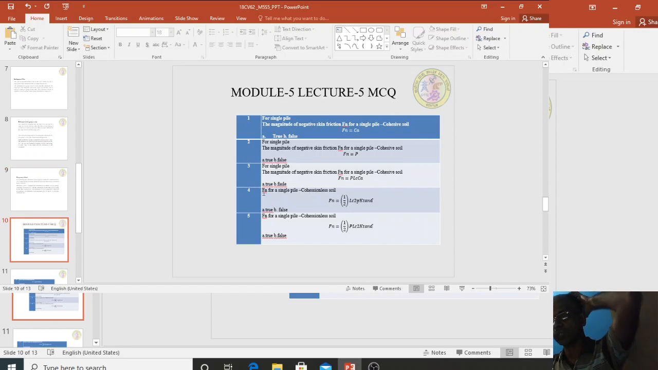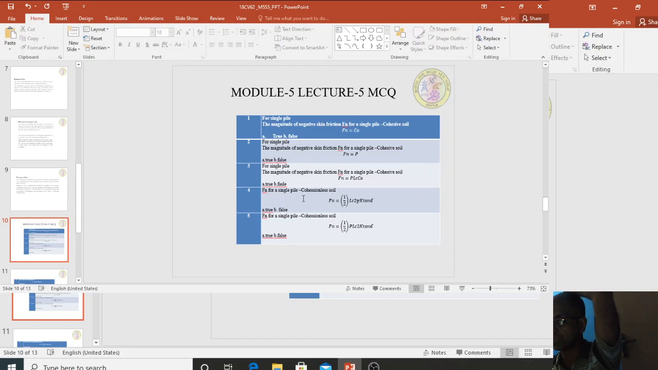Coming to the MCQ question, for a single pile in cohesive soil, the magnitude of negative skin friction is given by the formula Fn equal to P into L into C into alpha. So the option is B. The magnitude of negative skin friction for a single pile is P into LC into Ca, that is A.